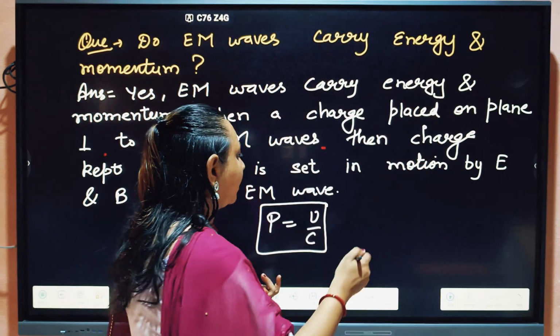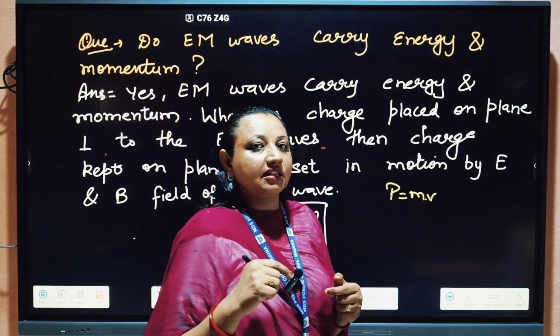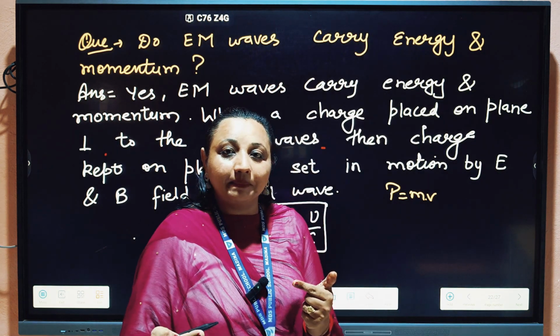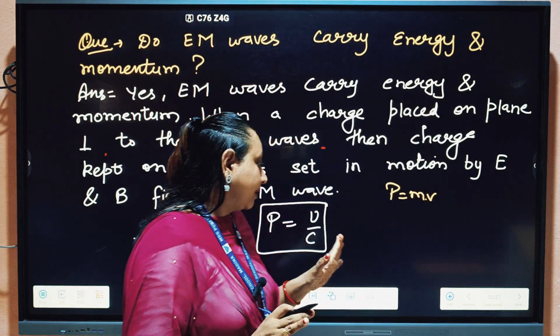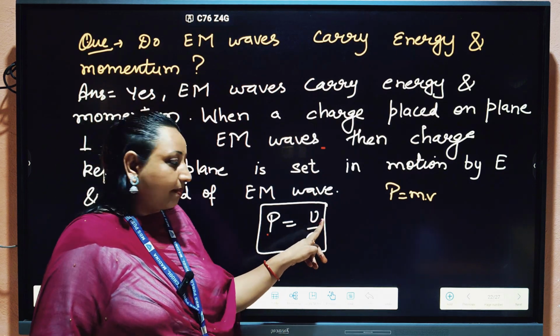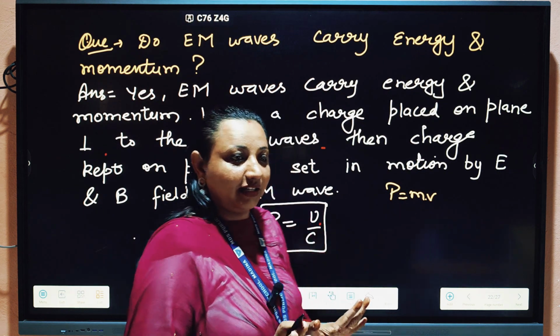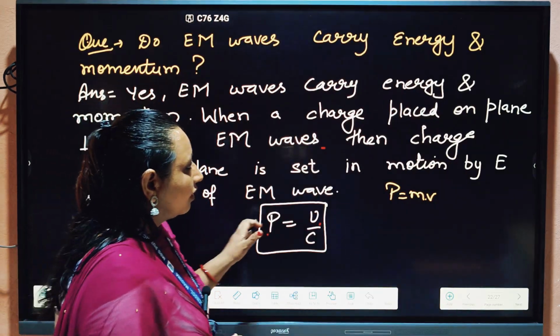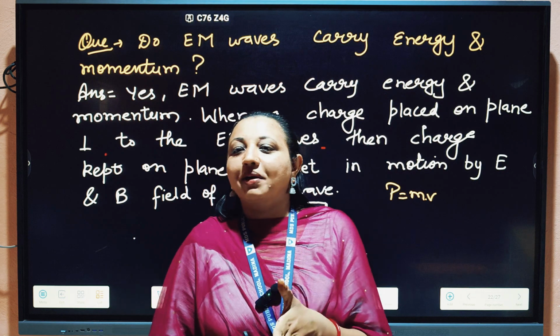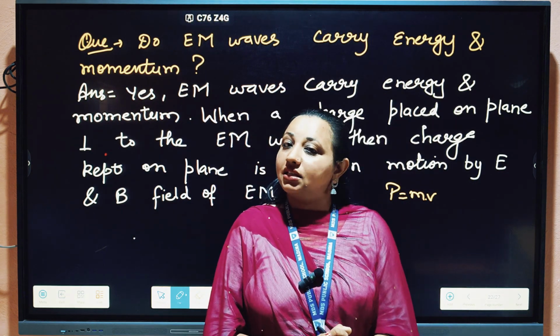What is the formula for momentum? P is equal to mv. If it is in motion, what does that mean? It has momentum. Momentum of electromagnetic waves is equal to energy divided by c, where c is the speed of light, right? So that is momentum. Electromagnetic waves have energy as well as momentum.